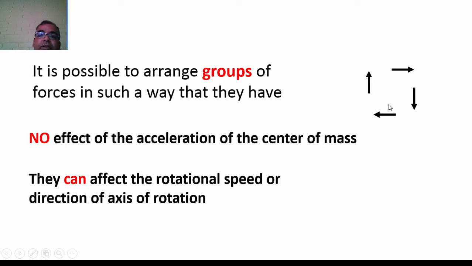But they can affect the rotational speed or direction of the axis of rotation. The thing is, they are not all acting here, so together they will cause the body to either speed up or slow down how quickly it's spinning. So let's see that.